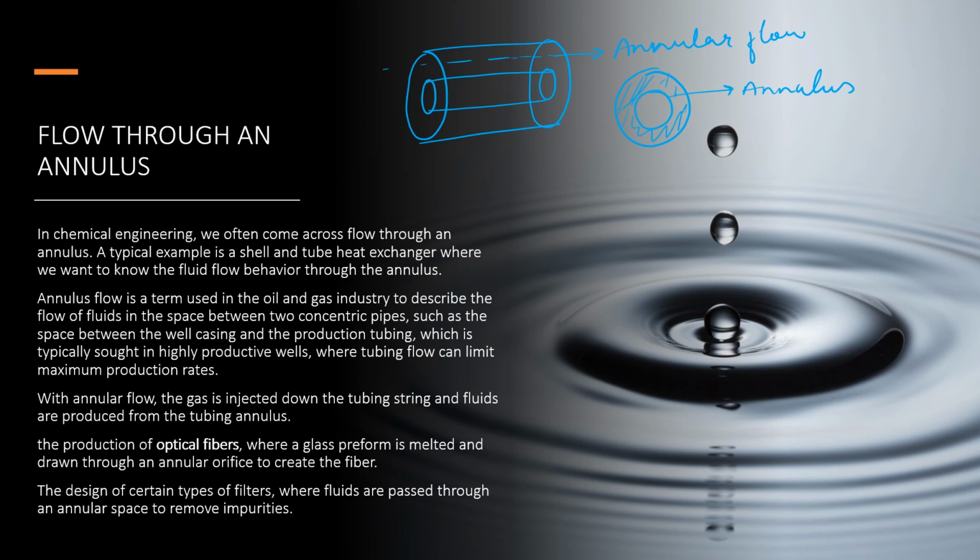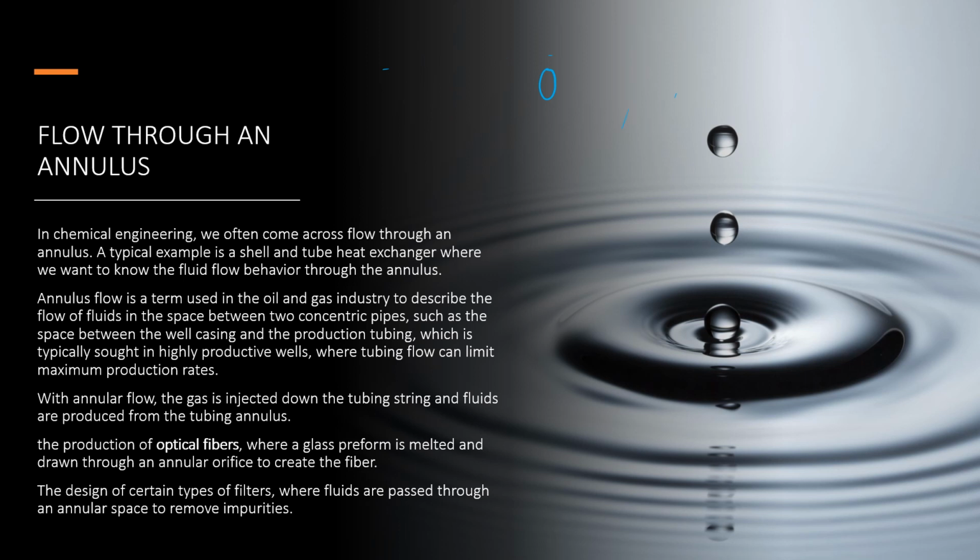Annulus flow is a term used in the oil and gas industry to describe flow of fluids in the space between concentric pipes, such as the space between the well casing and production tubing, which is typically sought in highly productive wells, where tubing flow can limit maximum production rates. So we get maximum production rates like this using annular flow, where the gas is injected down the tubing string and fluids are produced from the tubing annulus.